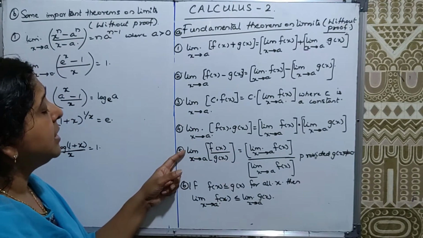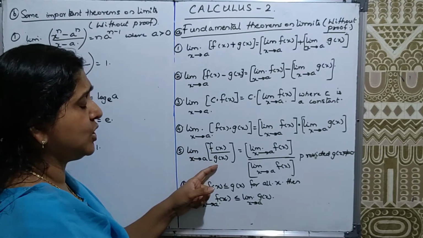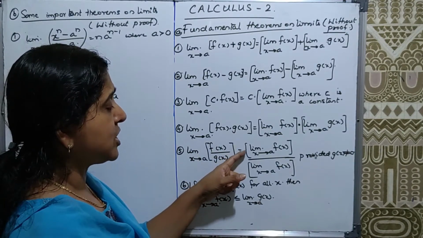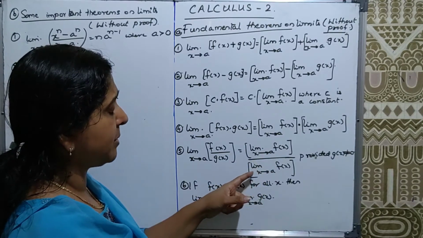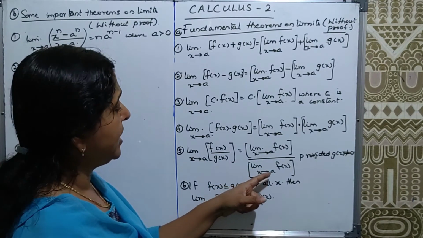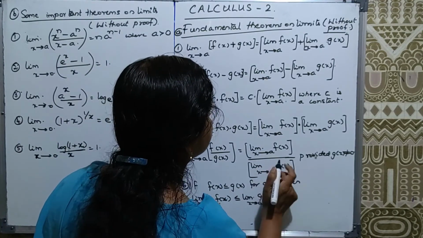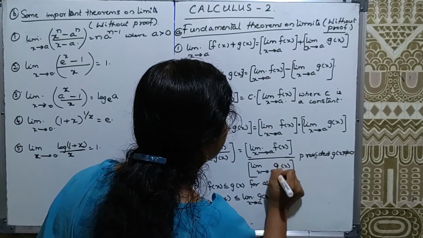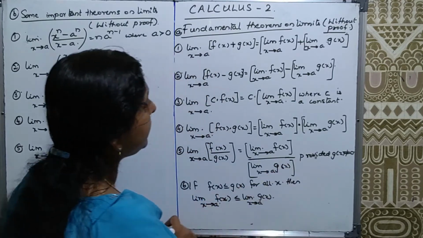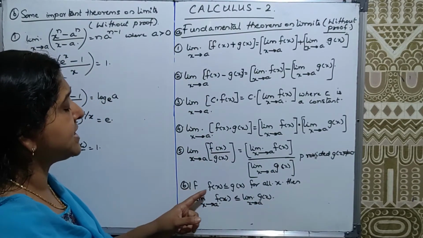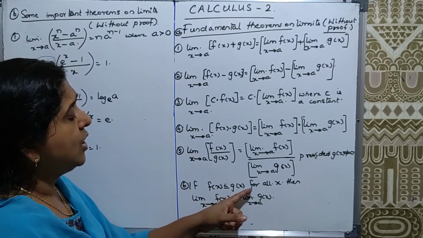Now next one, limit x tends to a, f of x by g of x, based on the quotient. So we will give the limit x tends to a, f of x for the numerator separately, and limit x tends to a, g of x for the denominator separately.